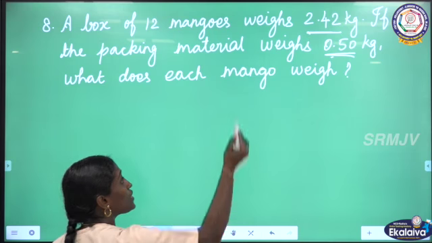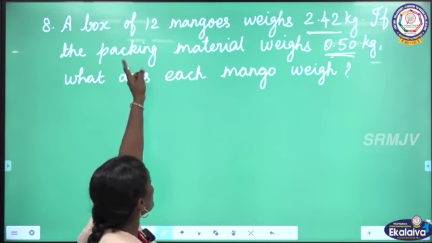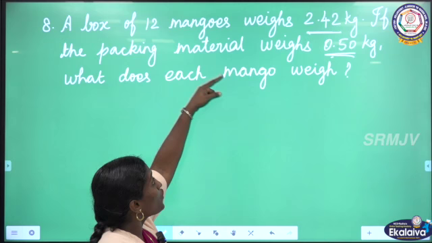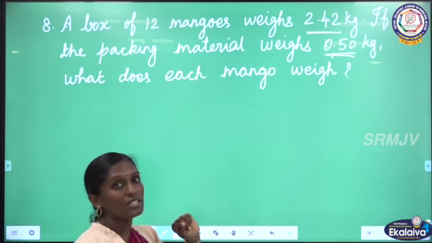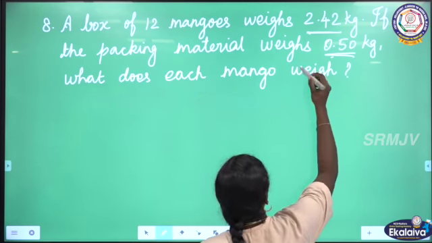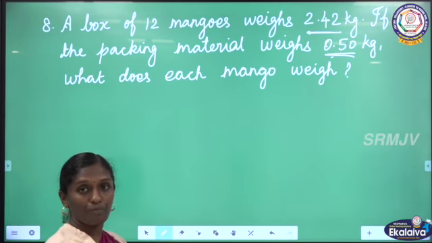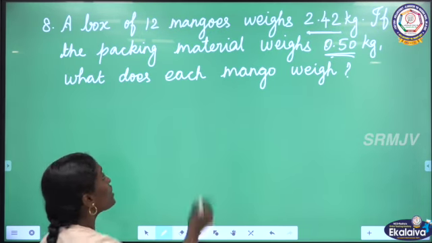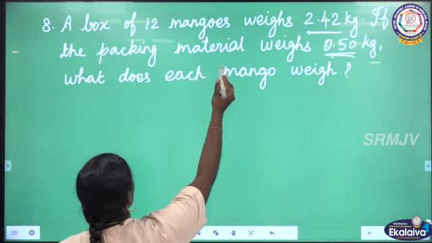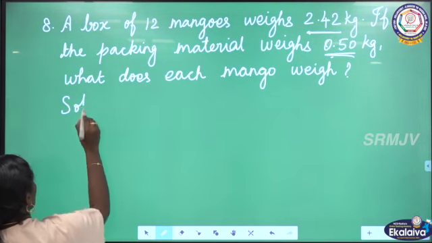For that, first we have to find out the weight of 12 mangoes alone. For that we are going to subtract 2.42 minus 0.50, because this is 12 mangoes plus weight of packing material. From this we are going to subtract the weight of the packing material alone. Let us start the solution.